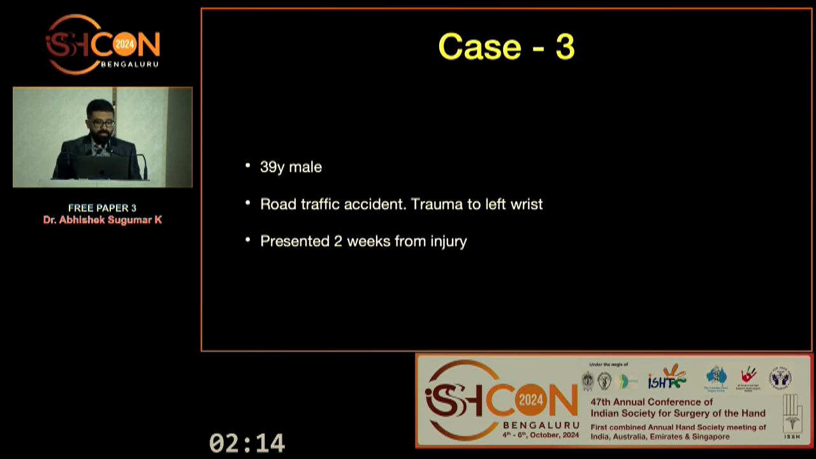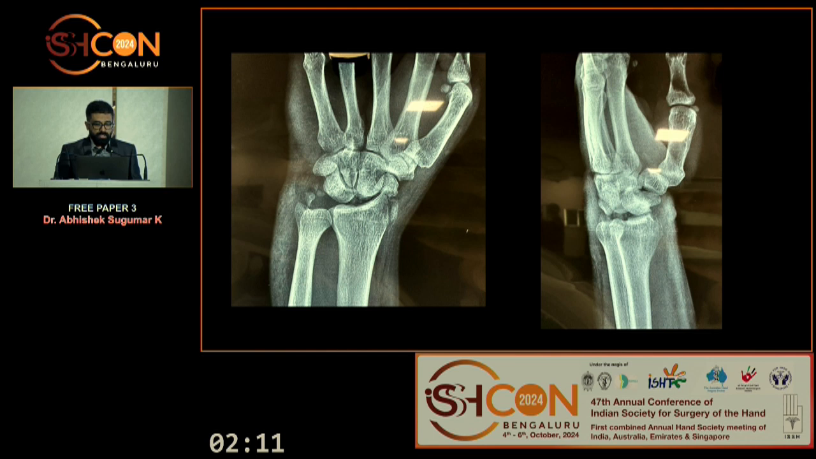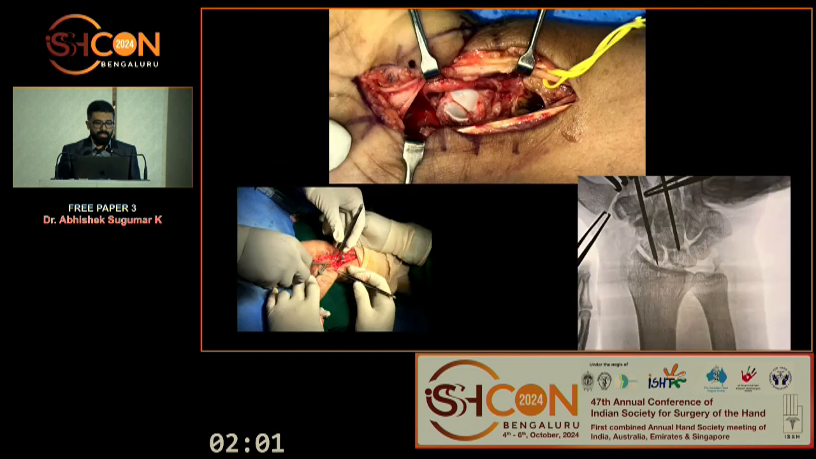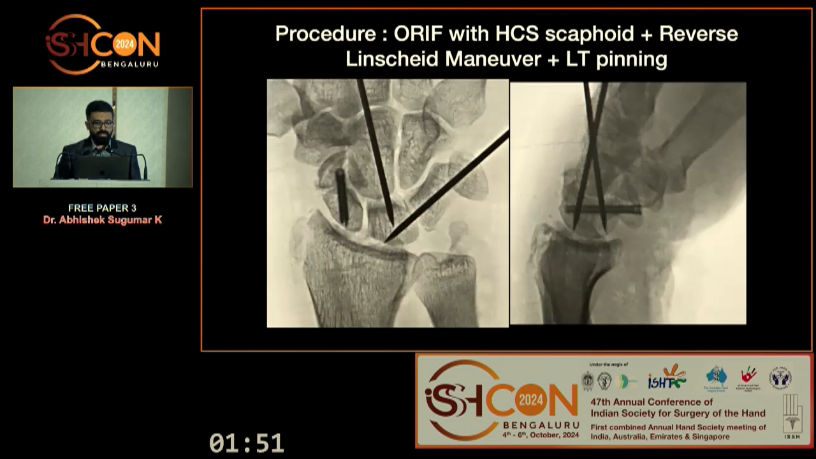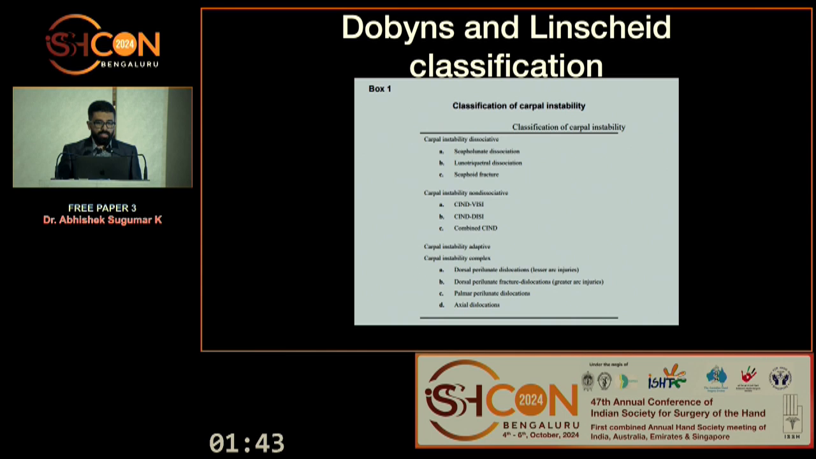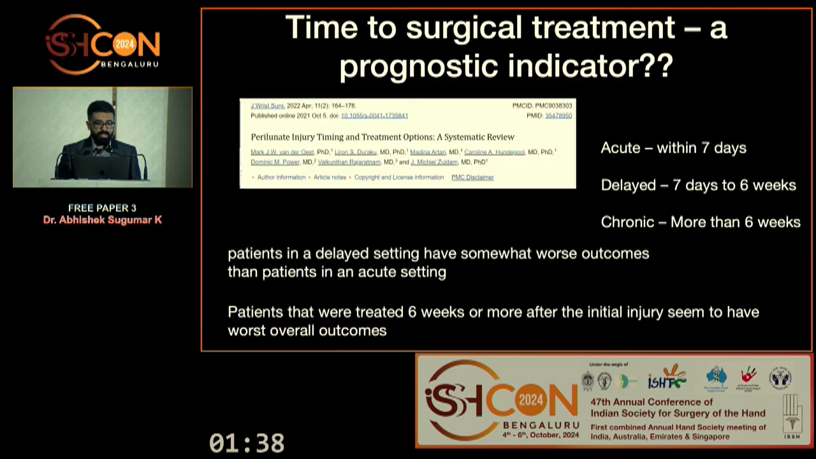Third case: a 39-year-old male, road traffic accident, trauma to the left wrist. A slightly different injury pattern: a radial transstyloid, transscaphoid dislocation with the capitate subluxed dorsally, the lunate remaining in the lunate fossa. These are the intraoperative images showing the lunate articular surface facing us. A similar reverse Lynch-Shield maneuver and a volar approach for fixation of the scaphoid, and a lunotriquetral pin helps stabilize the fracture. In the Lynch-Shield classification, this comes under the carpal instability complex palmar perilunate dislocations.